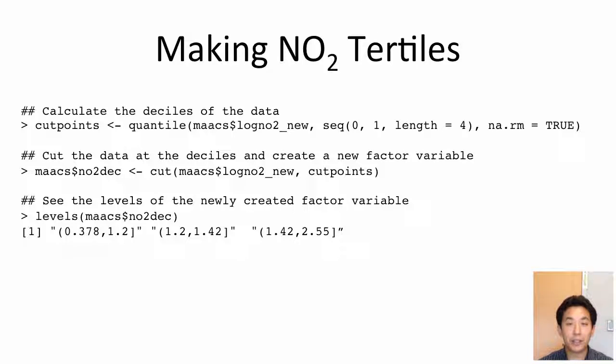So now you can see the levels of this variable, the cut variable, there's 3 different levels: 0.378 to 1.2, 1.2 to 1.42, and then 1.42 to 2.55. So those are the 3 categories that I've split the NO2 variable into.